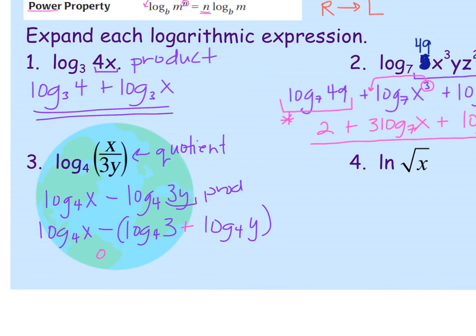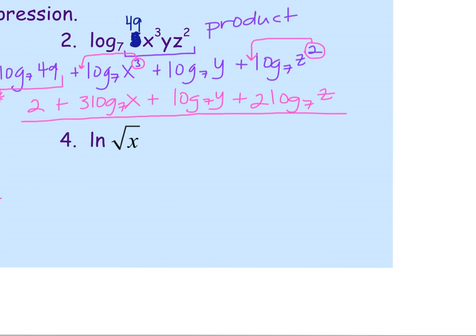Or you could technically distribute that negative in and have something that looks like this. Log base 4 of x would be what starts you off, minus log base 4 of 3, and then minus log base 4 of y. So both of these answers are acceptable. You can have that second answer with the parentheses, or that third answer without parentheses, but make sure you subtract both of those terms. And finally, when working with natural logarithm, that ln prefix, the same rules apply.